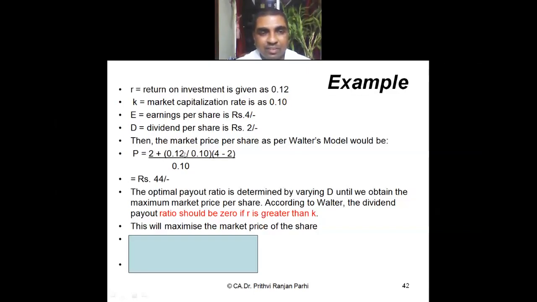DPS plus R by K, 0.12 divided by 0.10, multiplied with EPS minus DPS, that is 4 minus 2, whole divided by K, that is 0.10. 4 divided by 0.10 is 40 plus 4, so finally we are getting the figure 44. That is the answer, right.